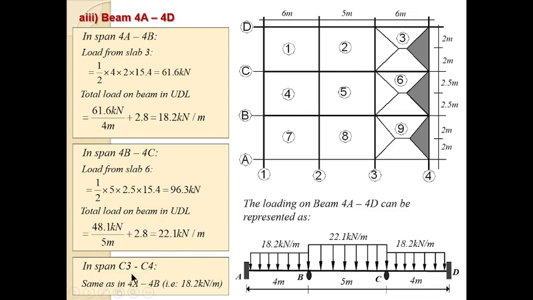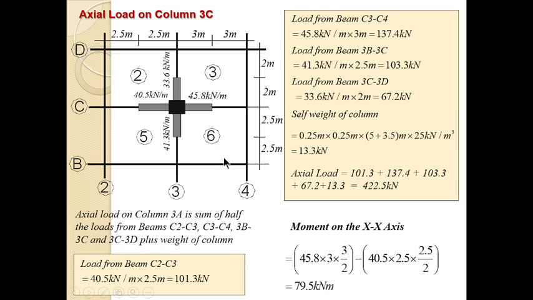Again, span C3, C4 is the same thing as span CA, CB, so you can take the load that was there. So this is how the beam is loaded. This is the dimension, 4 meter, 5 meter, 4 meter. This is the load on this span, load on this span, load on this span. And so by doing that, we have been able to analyze and load the 3 beams.